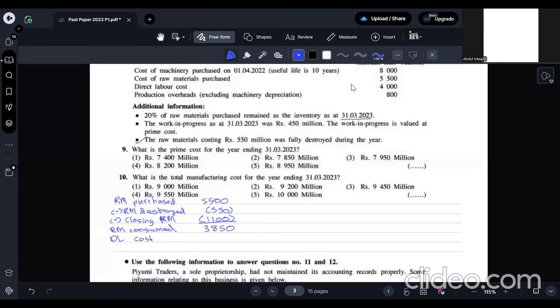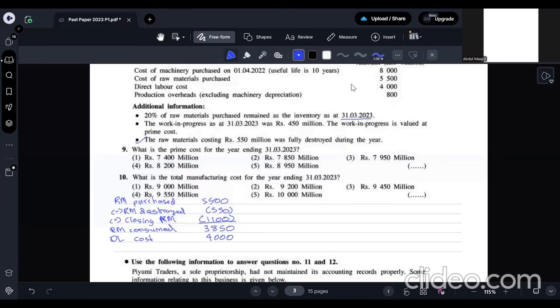Then you have direct labor cost. Direct labor cost is 4 million. There is no direct other cost. And they are saying here, the second additional information, the work in progress as at 31st March 2023 was 450 million. And the work in progress is valued at prime cost. Now, work in progress can either be valued at prime cost or total production cost. Now, here in this question, work in progress is valued at prime cost.